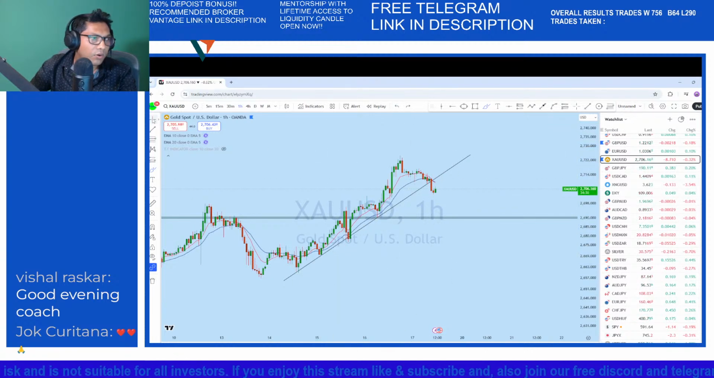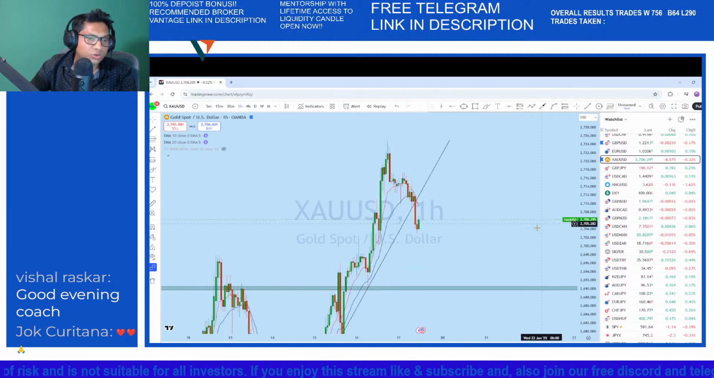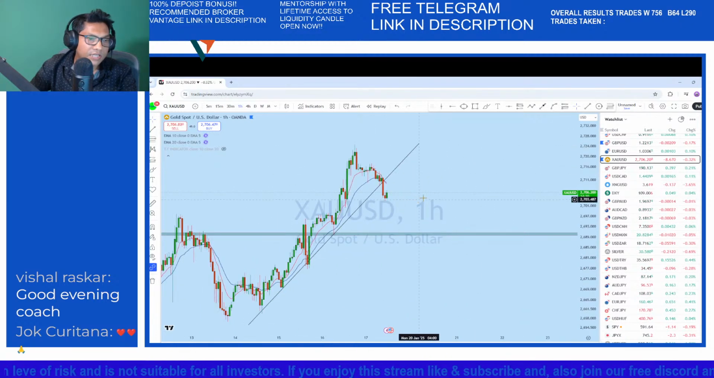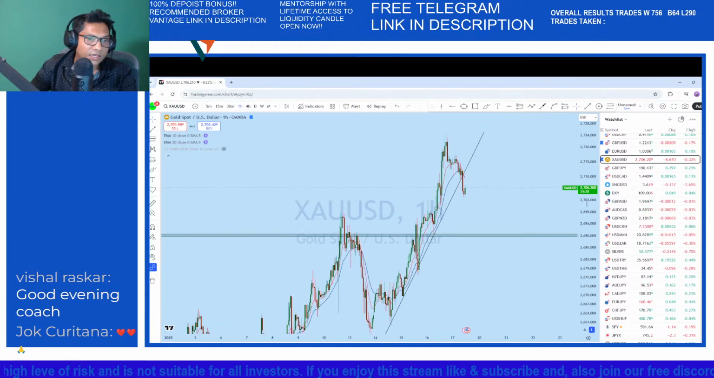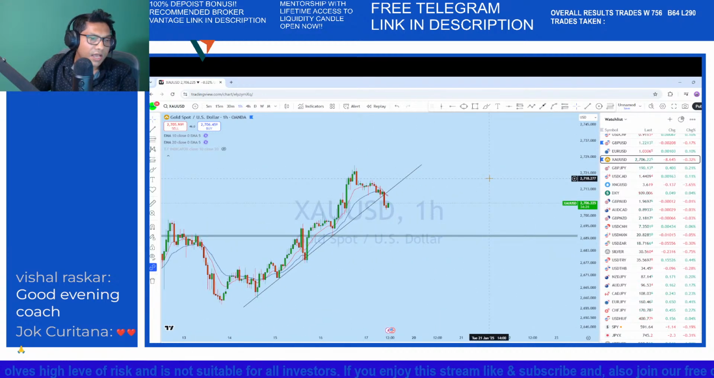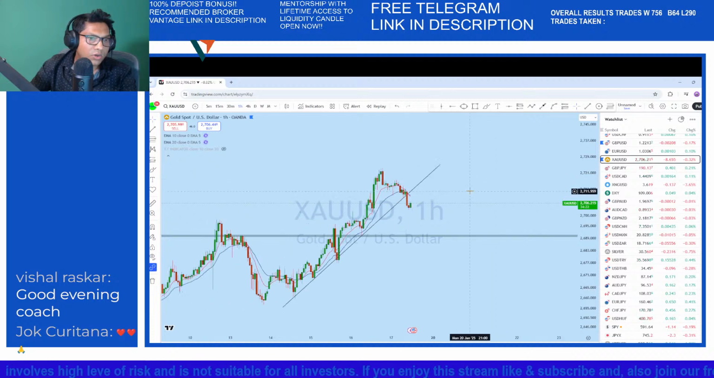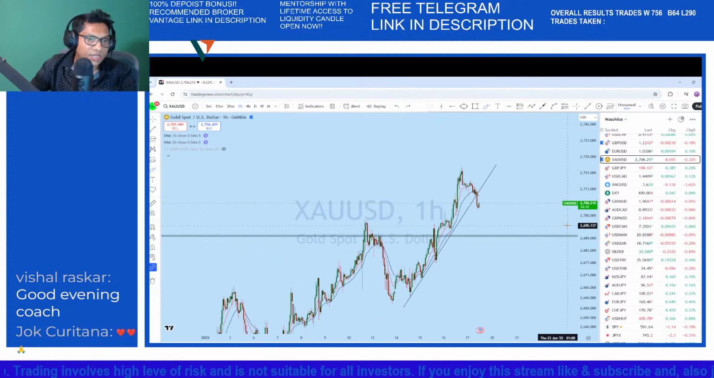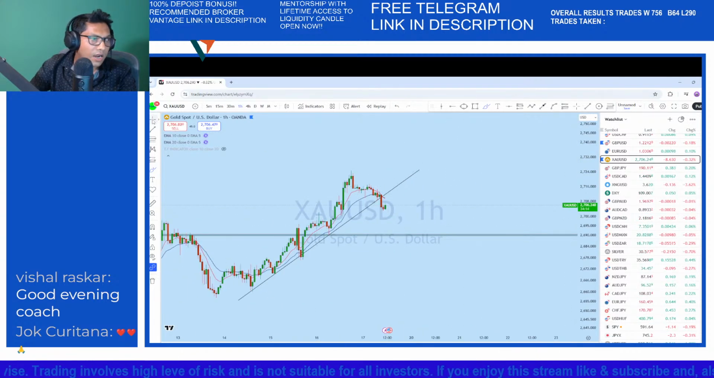What we can expect is for the price to form from this level, bounce back up, and then create a new higher high. So looking at this series of higher lows formation, what we can expect is for the price to bounce back up and then continue to rise to create a new higher high.